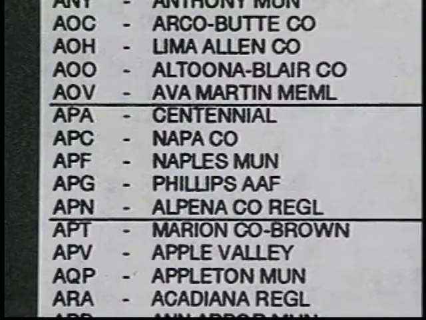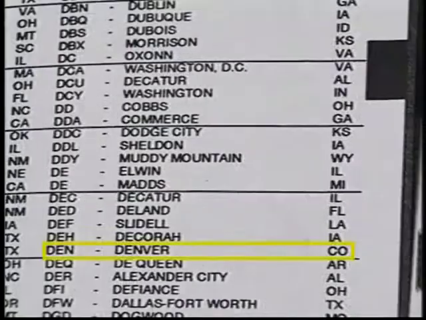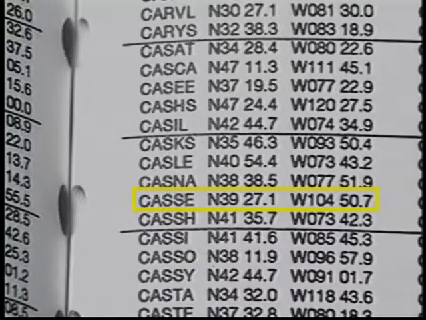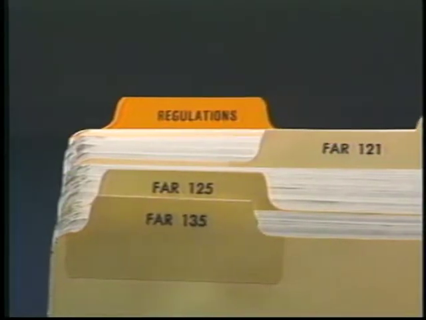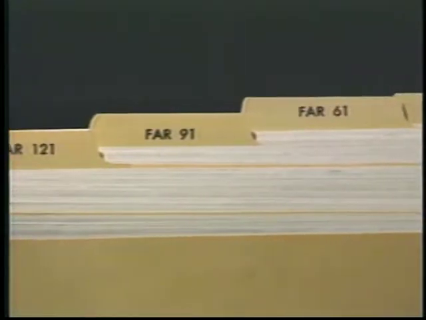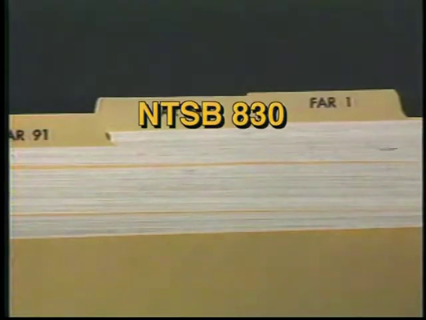Another listing gives airports by the three-letter identifier. Navigation aid locations are also listed by name and identifier. Waypoint locations are listed by name. A unique feature of Pilot Resource Services is the FAR component. It provides the regulations pertinent to a wide variety of operations, including hazardous materials carried by aircraft and the National Transportation Safety Board regulations.